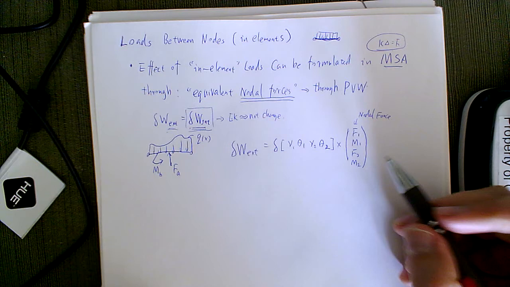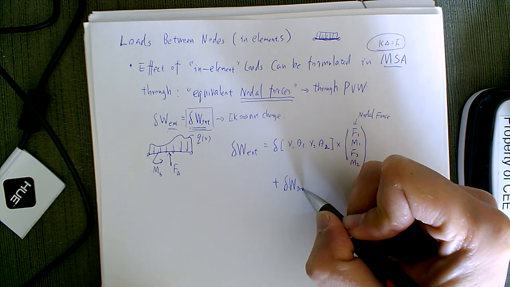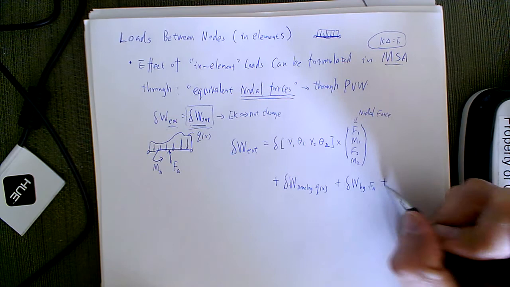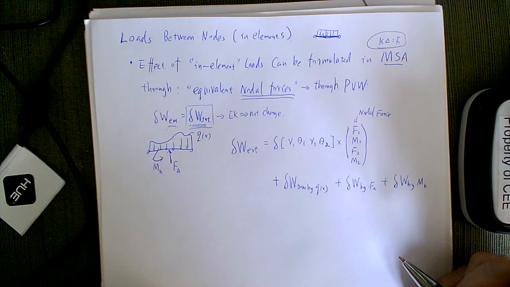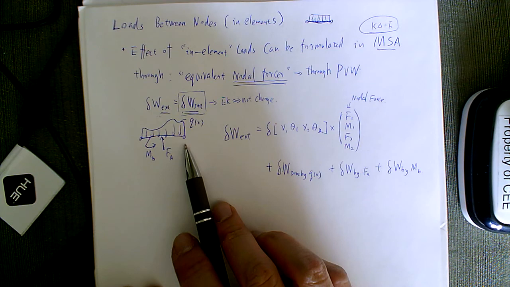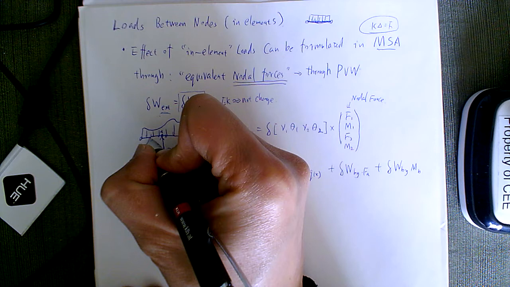So on top of this, we will have the virtual work done by this QX, then some virtual work by this FA, then some virtual work by this MB. But then you're like, how do I calculate that? We know those forces, so we just need to figure out how far they moved. For the easiest cases, the concentrated force and MB, it's exactly how much point A moved and how much point B rotated.